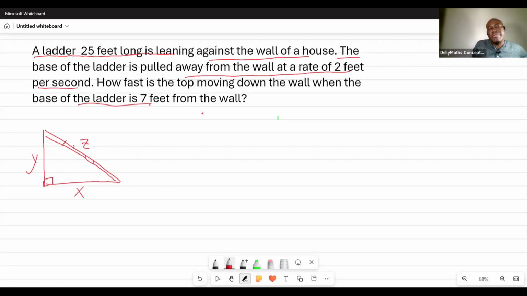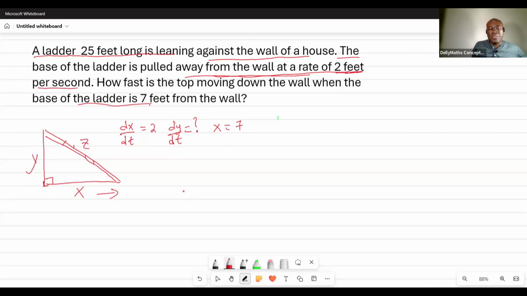Now let's write down some stuff that we know. We know that the ladder is being pulled away from the wall at a rate of 2 feet per second. That means it's pulling in that way at that rate. So dx/dt is equal to 2 feet per second. We want to know how fast it's coming down the wall, so that's dy/dt. We want to know this, so we don't have this. And we want to know it when x is 7.